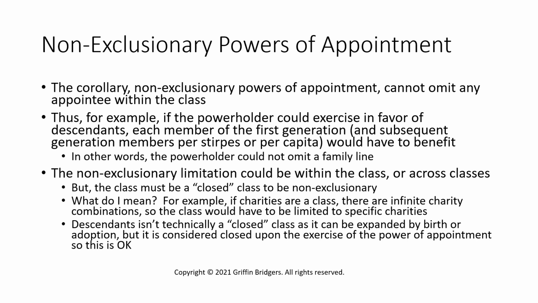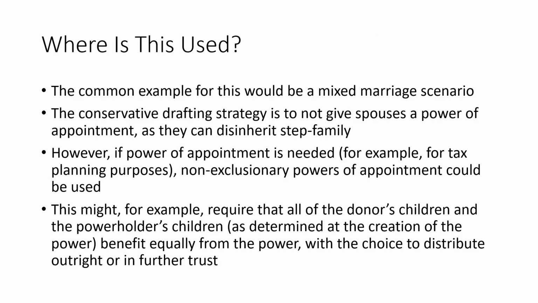Or if you have an open class, you'd have to have multiple classes that may or may not be capable of closure, but you'd have to maybe specify that you can't omit the entire open class within the power of appointment for it to be non-exclusionary. Now, where might we use this? Well, as I mentioned earlier, the common example would be a mixed marriage scenario.